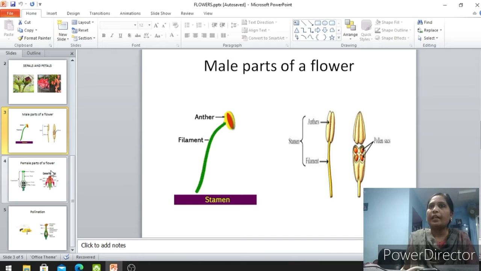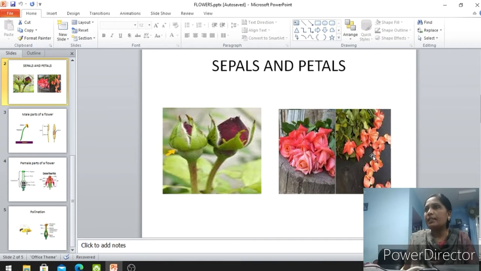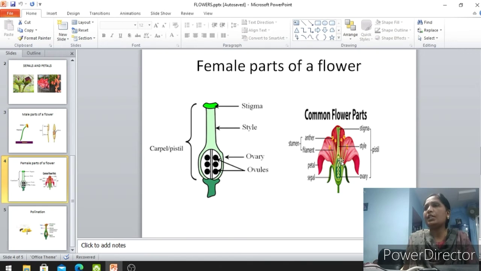This is the male part of a flower. And now let's look at the female part of a flower. When you are dissecting the female part from the flower, remember when we discussed petals, in some flowers the petals are attached to each other, and in some flowers the petals have a gap between them. If the petals of the flower you are dissecting are attached to each other, you just separate them, cut them and then open it.